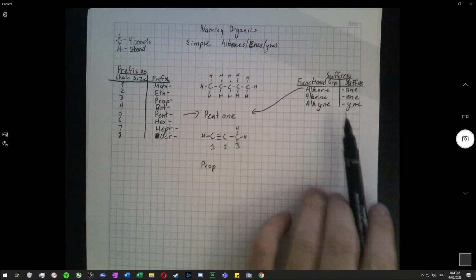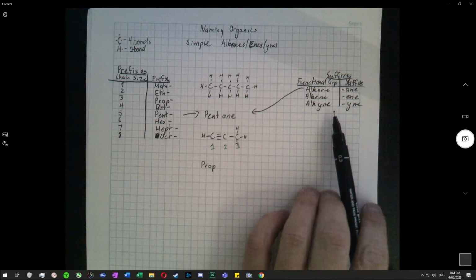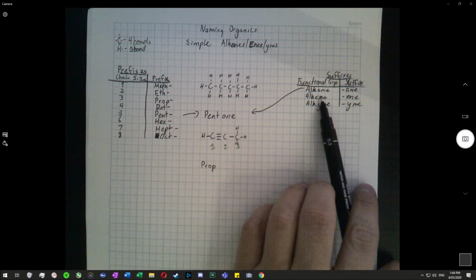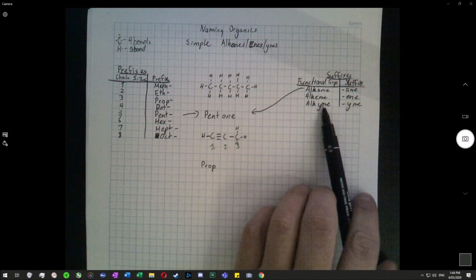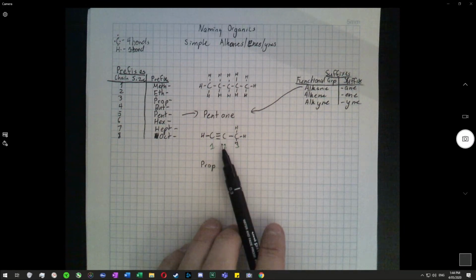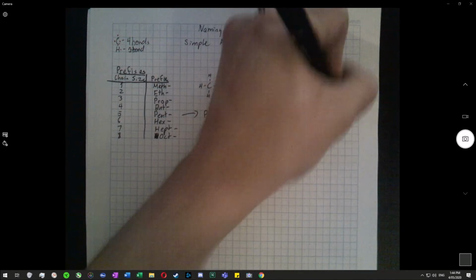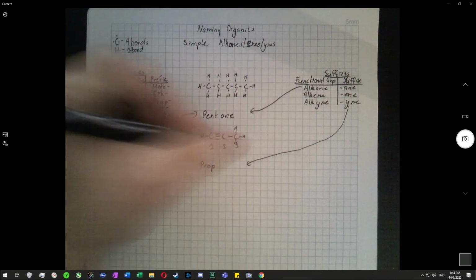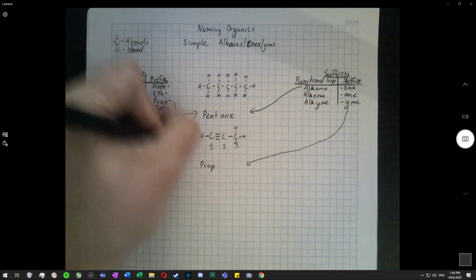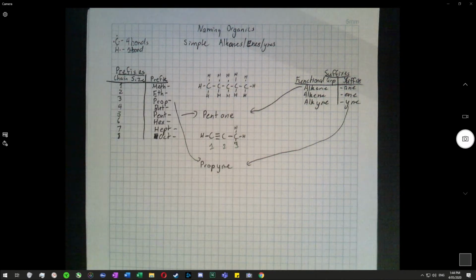Then over here on this side, we have our suffix, which is based on our functional group. It's not an alkane because there aren't all single bonds. It's not an alkene, there's no double bond. It's an alkyne because there's a triple bond. So the suffix that we're going to be using is yne. Draw some arrows as well. Propyne is the name of this chemical.